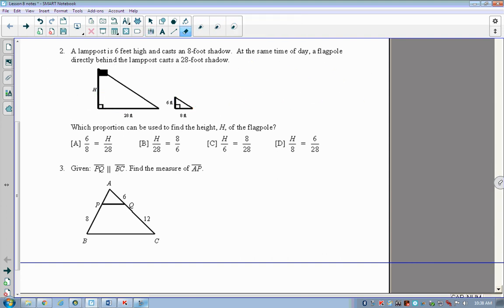All right, number 3. Given that PQ is parallel to BC. We want to find the measure of AP. So that guy right there. Okay? So, are these two triangles similar? We know that they're not congruent, right? We know that they're not congruent. Okay, but are they similar? How do you know?